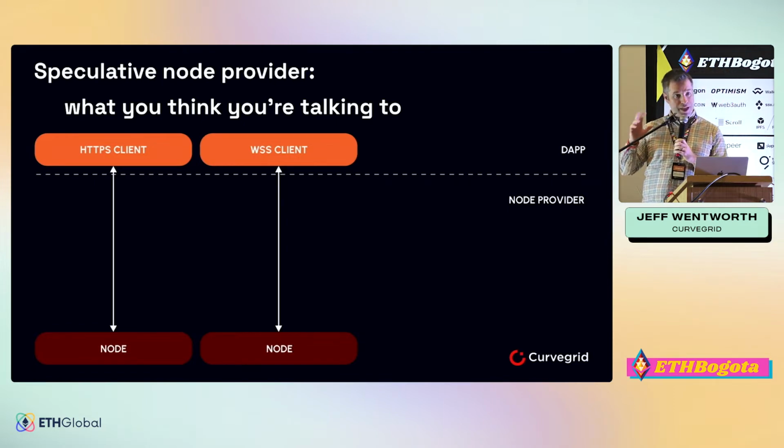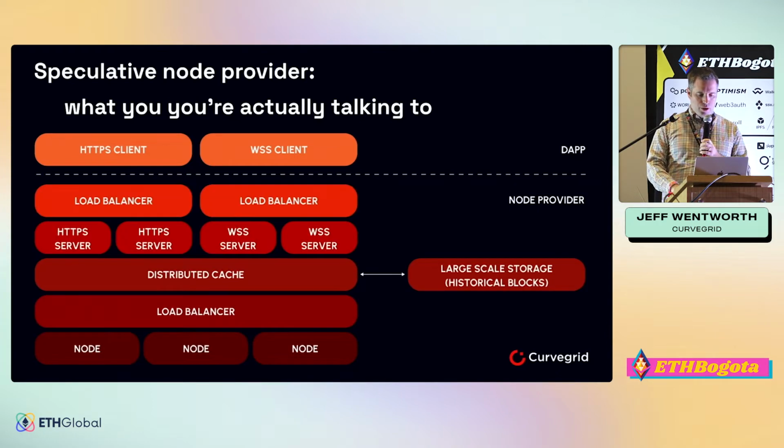Many dApps will be using one or two kinds of clients, right? HTTPS for doing smart contract function calls potentially, and then WebSockets for listening to events, and that's critical. Many dApps need to have both of these capabilities. But what you're actually talking to when you're working with a blockchain node provider looks something like this. There are lots of talks on the internet by various node providers, and some of them throw up diagrams that look very similar to this.